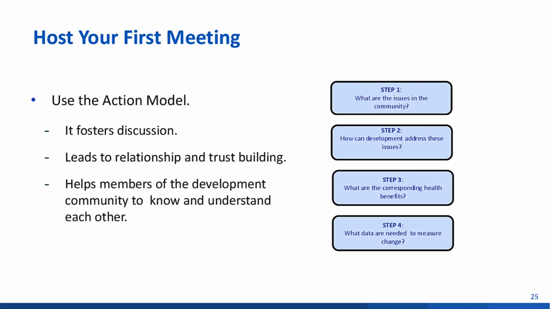Once people sign up to work on the project, everyone should meet in person at least once. You can use the action model as part of visioning and discussion. The purpose of these meetings is to build relationships and trust, and to provide an opportunity to get to know and understand each other's concerns and perspectives. These meetings can be at the library, community center, senior center, or at a local health agency. This approach will make virtual meetings in the future more successful.